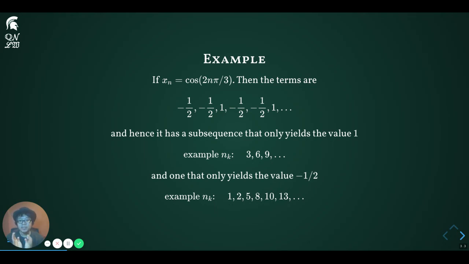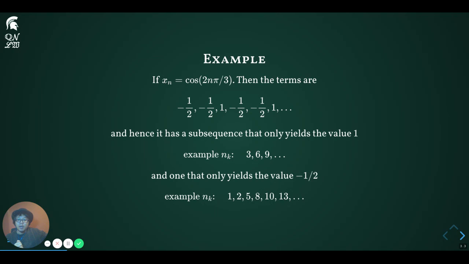There also exists a subsequence that only yields the value minus 1 half as its output. A simple selection function that accomplishes this has the terms of n sub k starting with 1, 2, 4, 5, 7, 8, and so on.